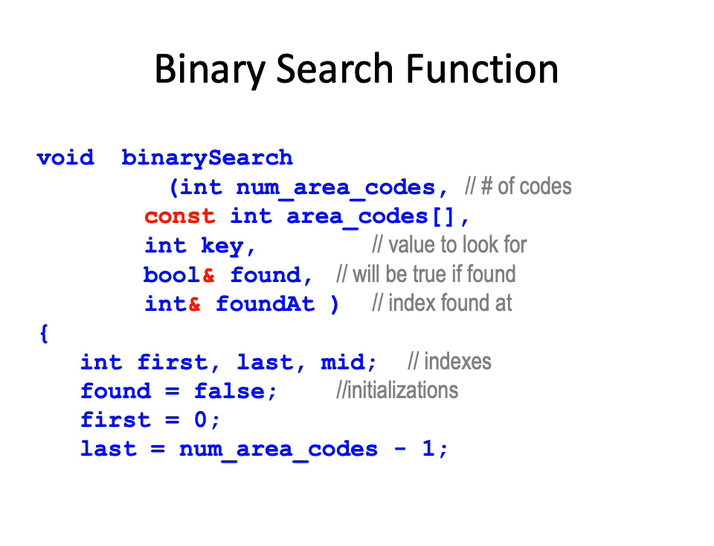That's the signature. The body of this function is first going to initialize a couple values: first, last, and mid. First is the first index in the region that we're searching. Last is the last index in the region we're searching. And mid is the middle one. That's our guess, if you will. We're going to set found equal to false. We haven't found it yet. We're going to set first equal to 0 and last equal to the last element in the array.